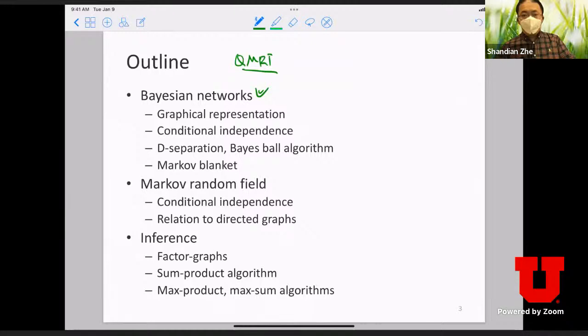So we're going to introduce graphical representation, conditional independence, d-separation and the Bayes ball algorithm. Later we'll talk about why we should learn about them, and we'll introduce the concept called Markov blanket. Then we'll talk about undirected graphical models, usually referred to as Markov random fields. You'll see that Markov random fields are actually simpler and more convenient than Bayesian networks. The conditional independence is really easy to derive. We'll talk about how to make a connection between Bayesian networks and Markov random fields. And finally, we'll introduce some general inference algorithms on graphical models: the so-called factor graphs, the sum-product algorithm, and the max-product and max-sum algorithms.